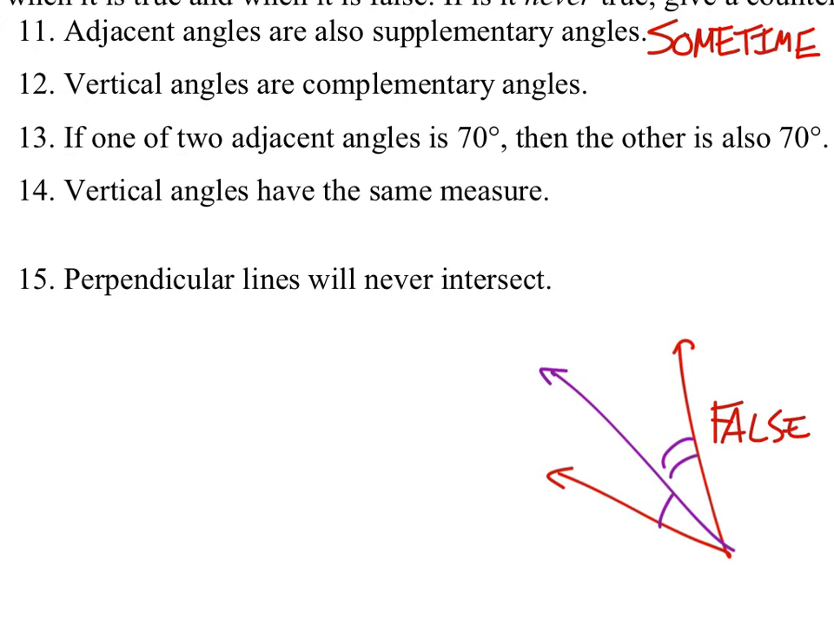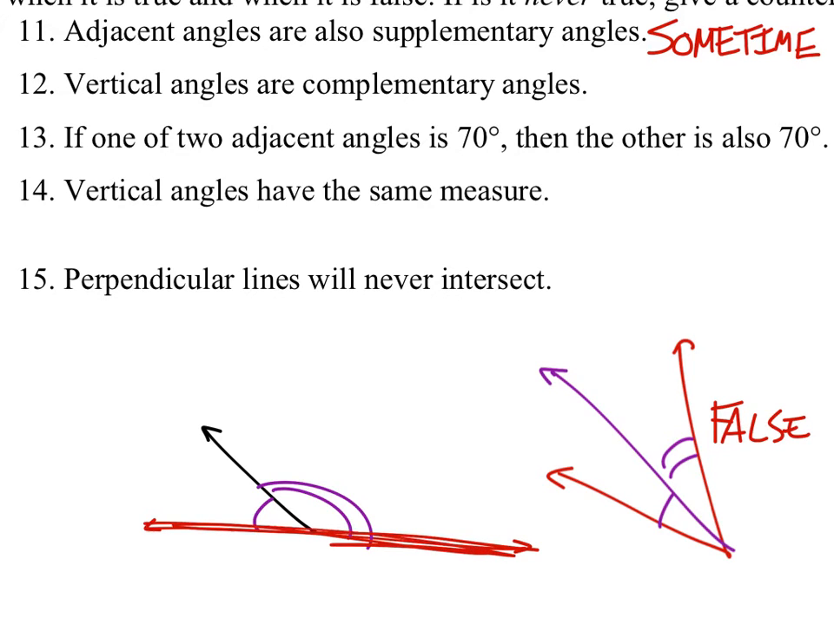Well, let's look at an example that would make it true. If we had a straight line and we split it up, then we have this angle which is adjacent to this one, but the two make up this straight line. So it's 180. So that's why it is sometimes. This would be when it is true.